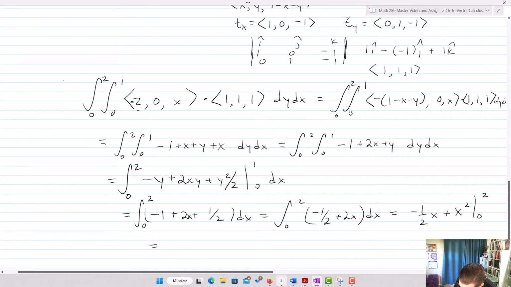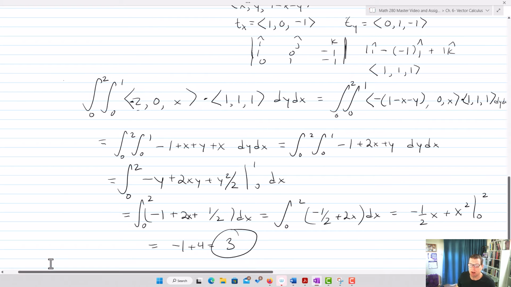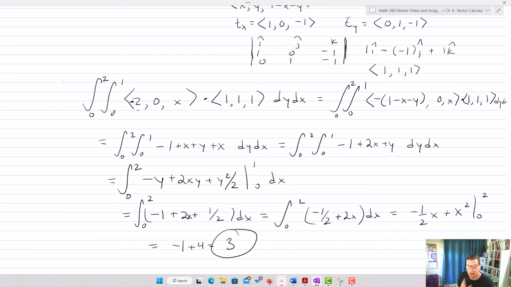This is just going to then equal negative 1 plus 4, which equals 3. And that's the value for our integral. What you will notice here is we didn't have to go through and parameterize 3 times. I know it seemed like a lot, but that's just because there's a lot of explanation here. Really, using Stokes Theorem here simplified things quite significantly.